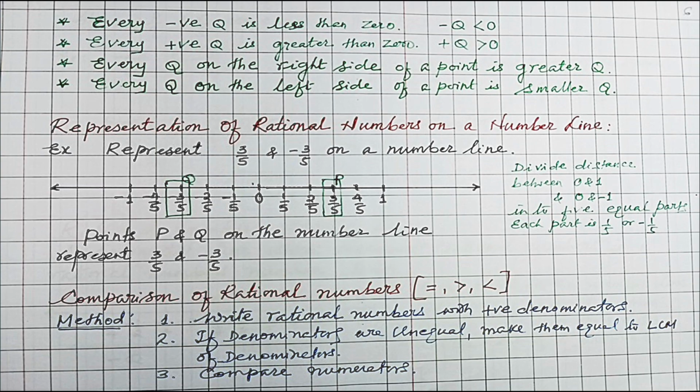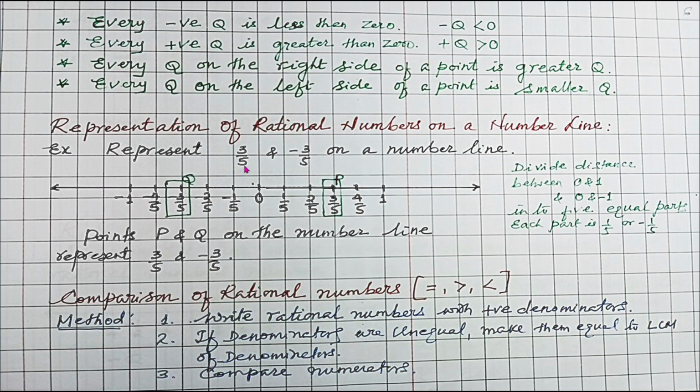Now, representation of rational numbers on a number line. We are discussing how to represent the two rational numbers 3 by 5 and minus 3 by 5 on a number line. First, let us draw a number line here. 0 is the point which represents 0 on the number line, and to the right we have to represent the positive rational number. To the left we have to represent the negative rational number. Now, first of all, we know that 3 by 5 is definitely less than 1. That means it lies between 0 and 1.